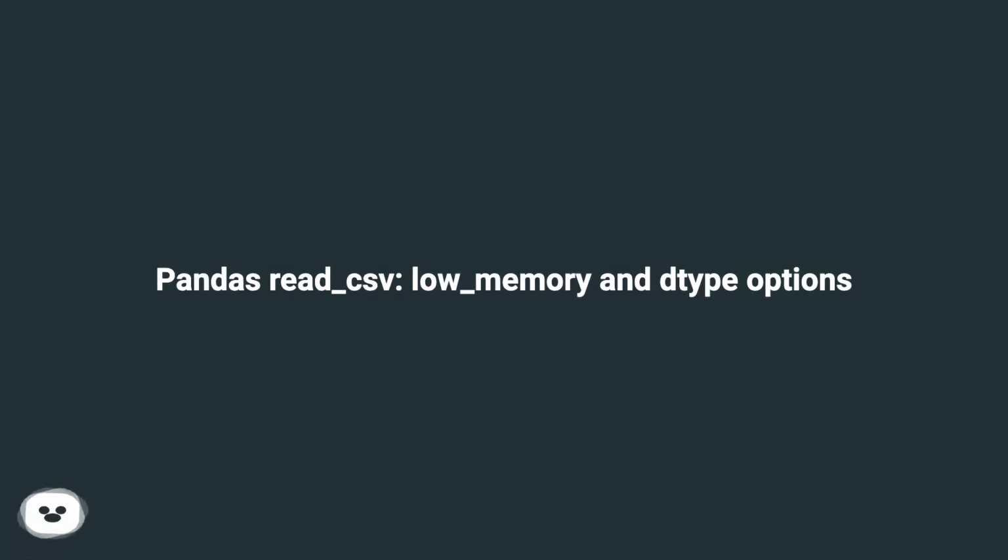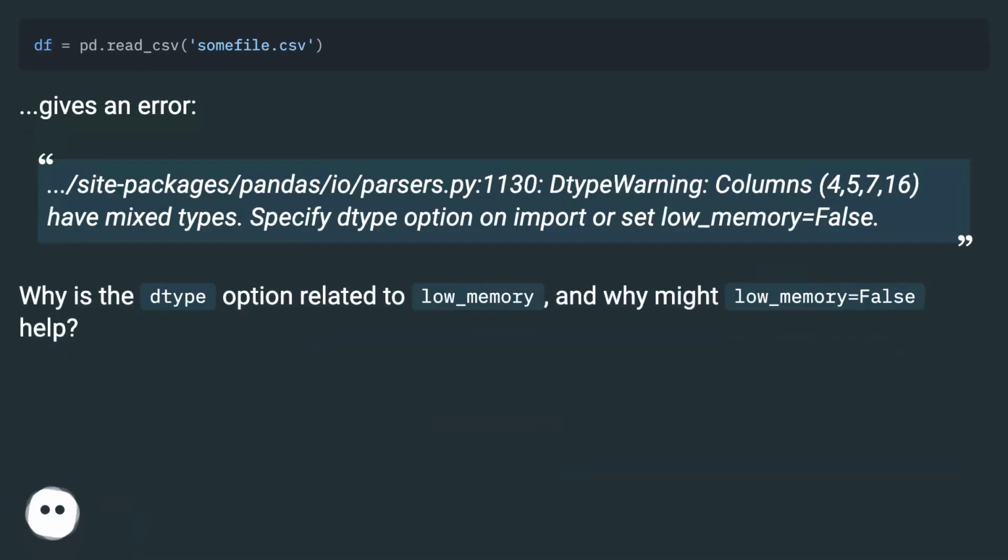Pandas read_csv, low_memory and dtype options. It gives an error: DtypeWarning, columns 4, 5, 7, 16 have mixed types. Specify dtype option on import or set low_memory=False. Why is the dtype option related to low_memory, and why might low_memory=False help?